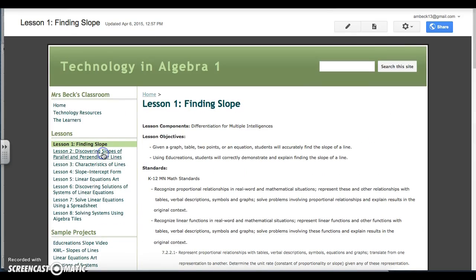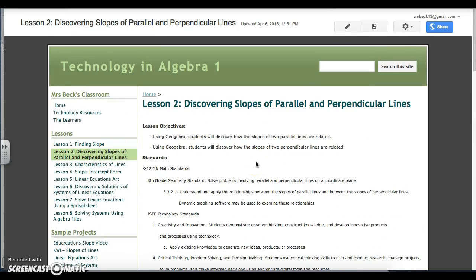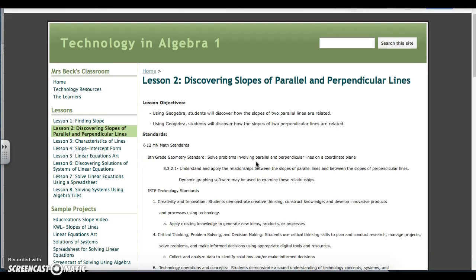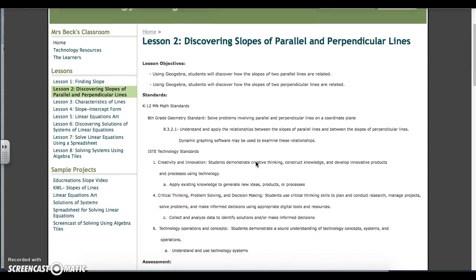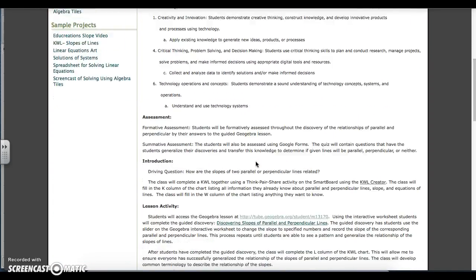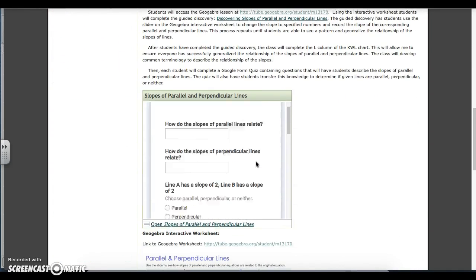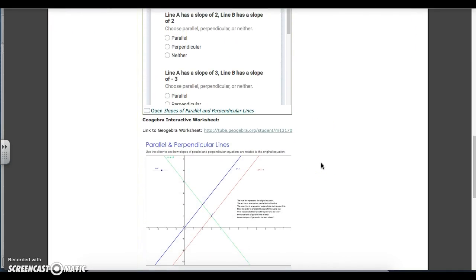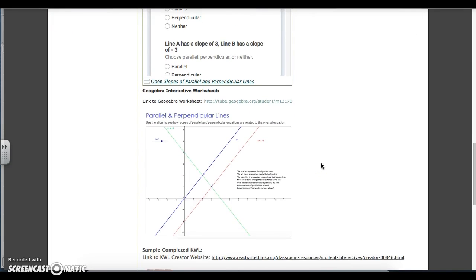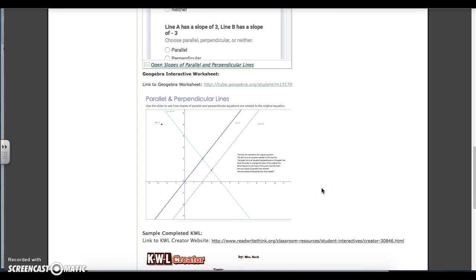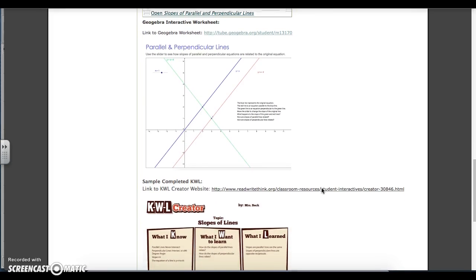The next lesson builds off this idea of slope and has the students discovering the relationship of slope in both parallel and perpendicular lines. Again, I listed the standards and assessments. And the main part of this lesson, the technology used, is a GeoGebra interactive worksheet, which allows the students to move around the slope of one line and see how that impacts the parallel and perpendicular lines and their slopes.